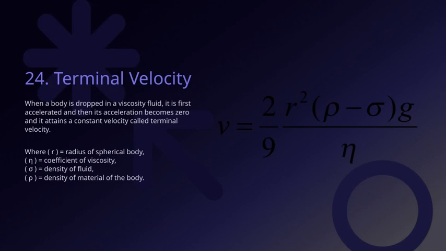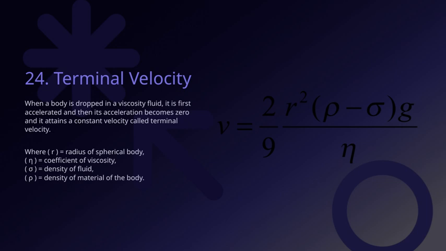Let's talk about what happens when a body is dropped into a viscous fluid. Initially, the body accelerates due to gravity, overcoming the fluid's resistance. As it speeds up, the viscous drag force increases. Eventually, a point is reached where the downward gravitational force balances the upward viscous drag force. At this stage, the acceleration drops to zero, and the body continues to fall at a constant velocity. This steady speed is what we call the terminal velocity.